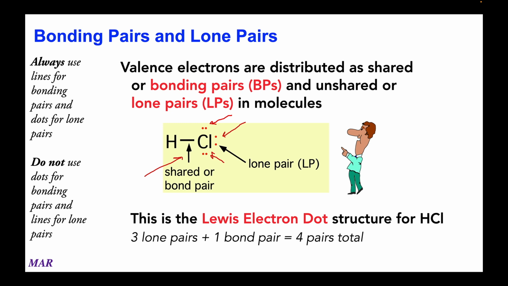Also notice that around the chlorine, there are 3 lone pairs and 1 bonding pair, for 4 pairs total. And we'll talk about this here in a little bit. But more or less, atoms want to have usually 4 pairs around them. Now, hydrogen does not. Hydrogen is so small, it's happy having just 1 pair. We'll come back to this idea of 4 pairs around a central atom.